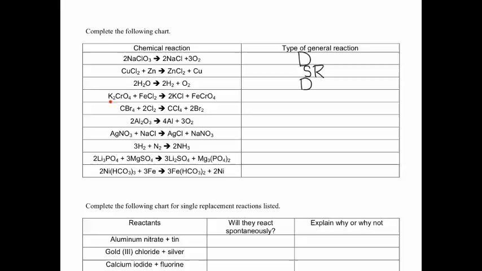Next one, we have potassium chromate and iron chloride. And on the other side now, potassium is with chlorine, so these two ended up together, and then iron with chromate, so iron and chromate ended up together, so that's going to be double replacement.